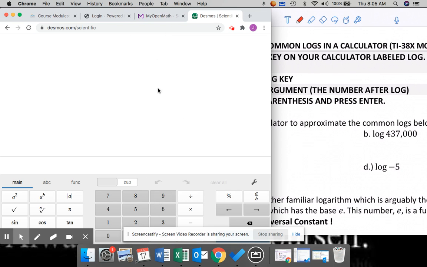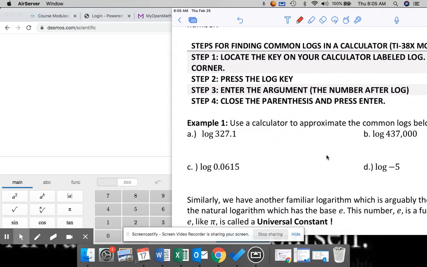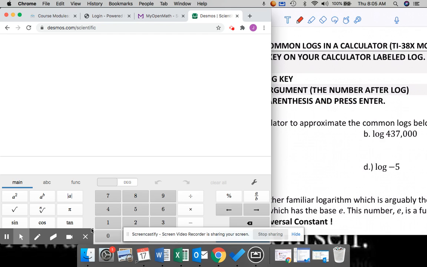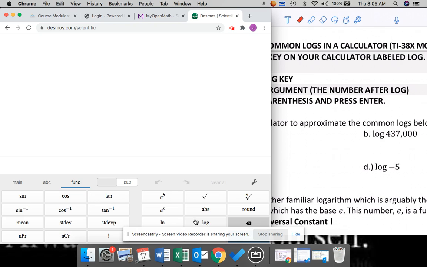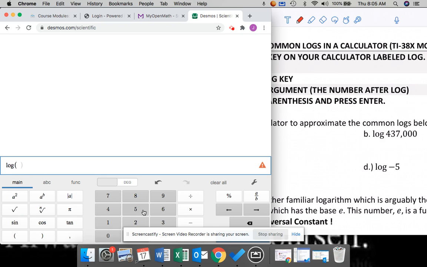Over on whatever calculator you prefer, I'm going to use Desmos. This first one here is log 327.1. I'm going to have to go into function to find the log button, or I could just type log. The computer is smart enough to punch that in and know what I'm talking about. It was 327.1. We get 2.51 as our answer.